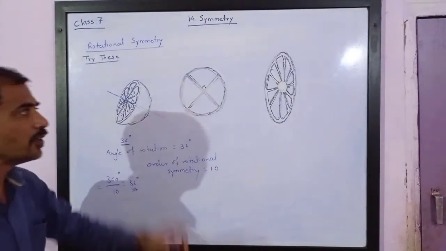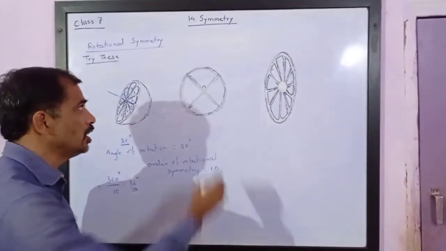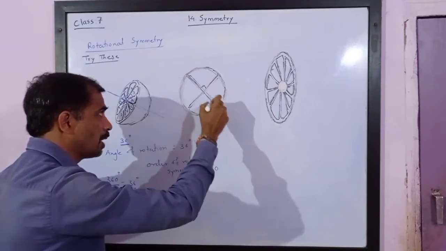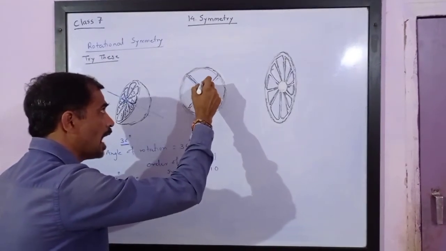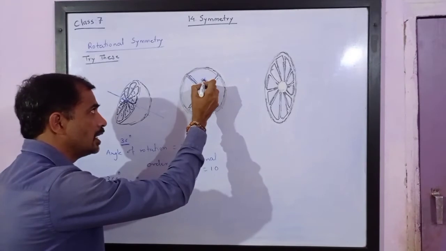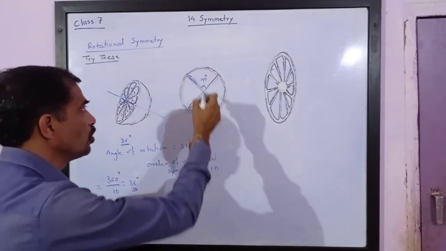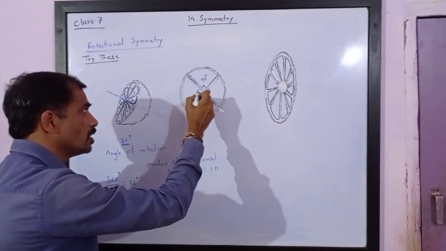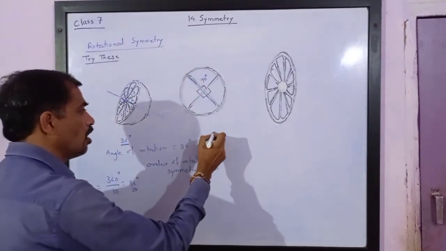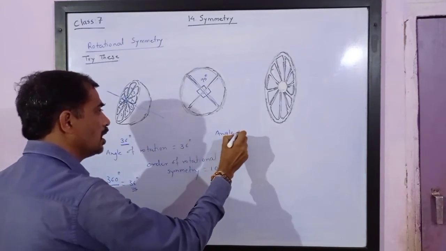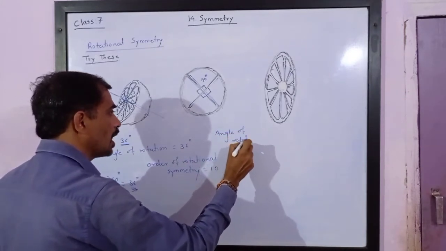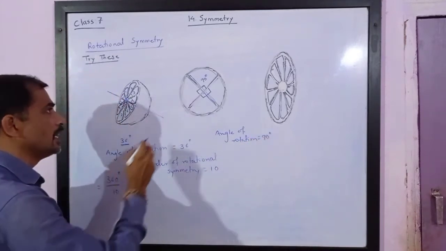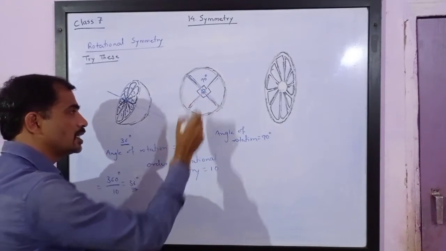Now if you see the second figure, it is a wheel in which you will see two bars that are exactly perpendicular to each other, meaning the angle of rotation here is 90 degrees. So if you rotate it by 90 degrees, it will look as it was before. So here the angle of rotation is equal to 90 degrees and the center of rotation is the center of the figure itself.